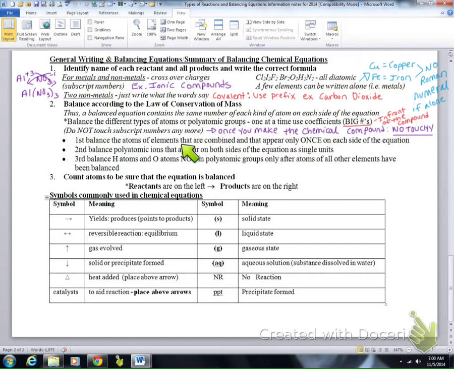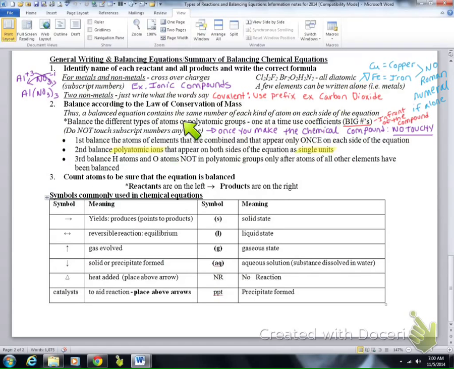So the first thing you're going to do is balance atoms of elements that are combined and appear once on each side. And then you're going to balance polyatomic ions as single units. It's much easier to work with those as single units instead of balancing those atoms individually. And then third, you want to balance hydrogen and oxygen atoms, not in a polyatomic group, but only after all of the other elements have been balanced.